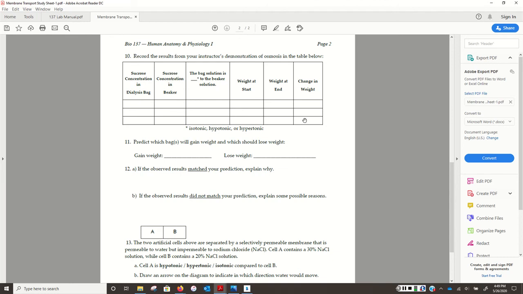Does that mean nothing moved? No, it doesn't mean that at all. Water was constantly moving in that bag and out of the bag. It was just doing it at the same rate. So the bag did not gain or lose water.